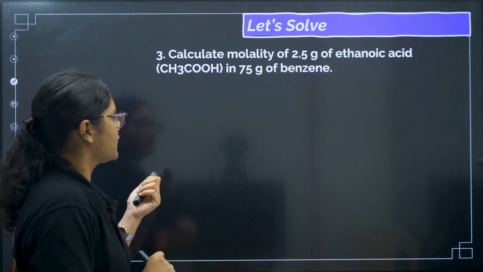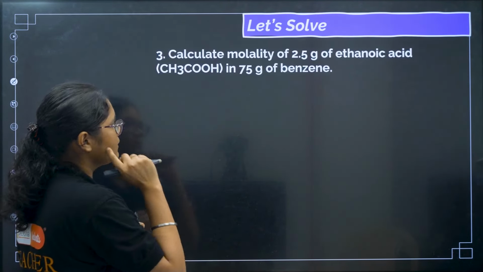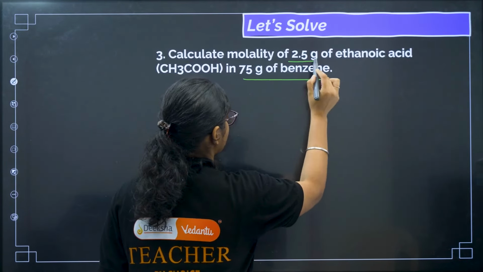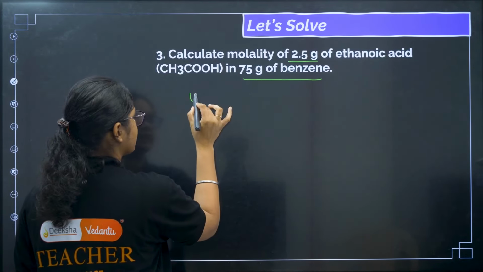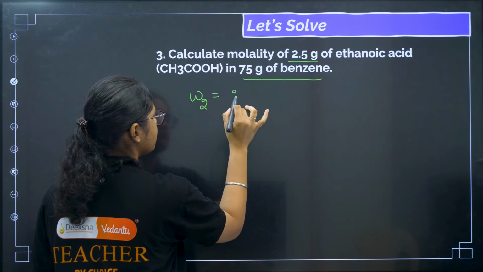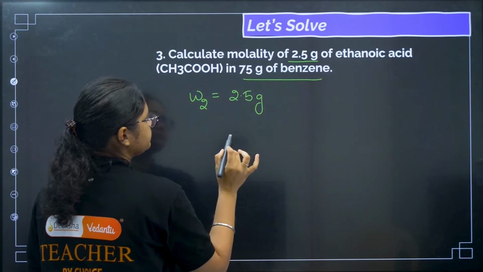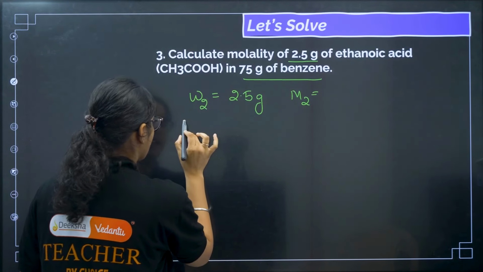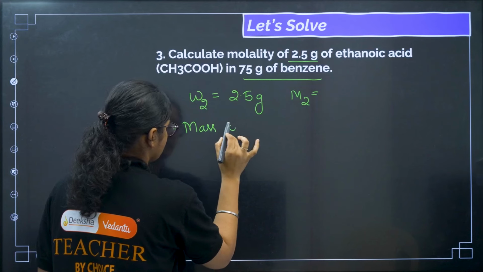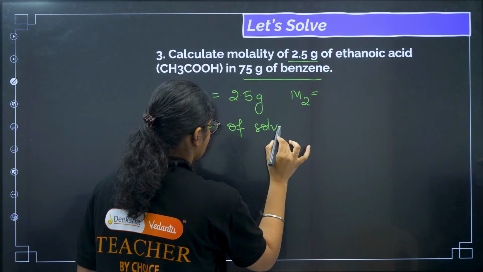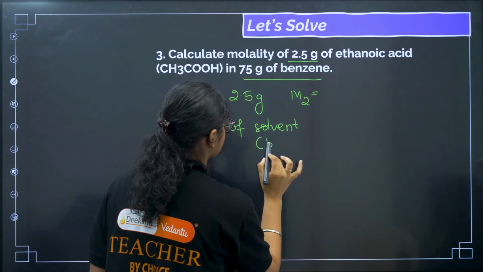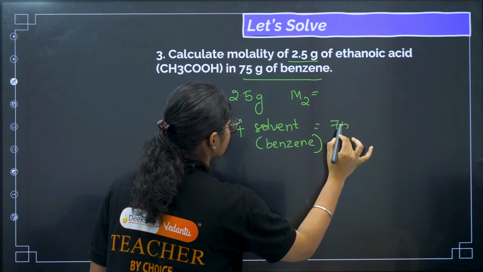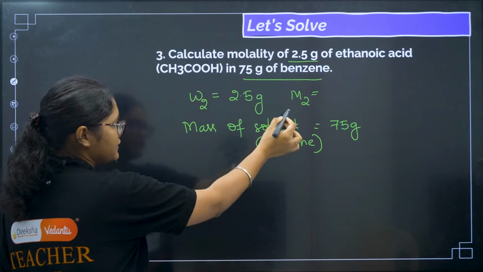Now again we'll do one question from here also. Calculate the molality of 2.5 gram of ethanoic acid in 75 gram of benzene. Very simple question. So I'll write down the data here. W2 is 2.5 gram. For ethanoic acid, we need to calculate M2 here. And I have mass of solvent, that is benzene here. So every time it need not be water, it can be any solvent, that is 75 gram, right?